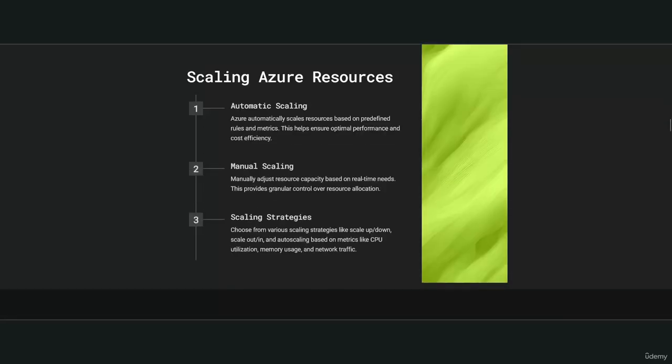Scaling Azure resources. Automatic scaling. Azure automatically scales resources based on predefined rules and metrics. This helps ensure optimal performance and cost efficiency. Manual scaling. Manually adjust resource capacity based on real-time needs. This provides granular control over resource allocation.